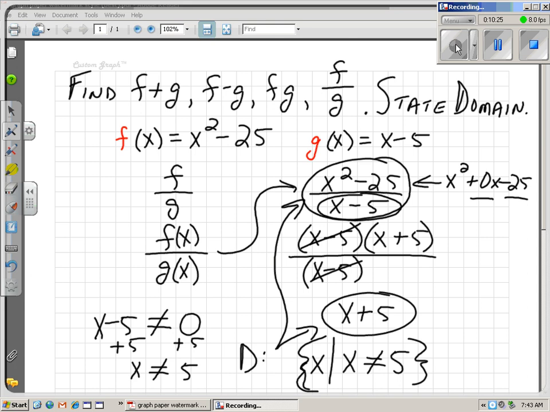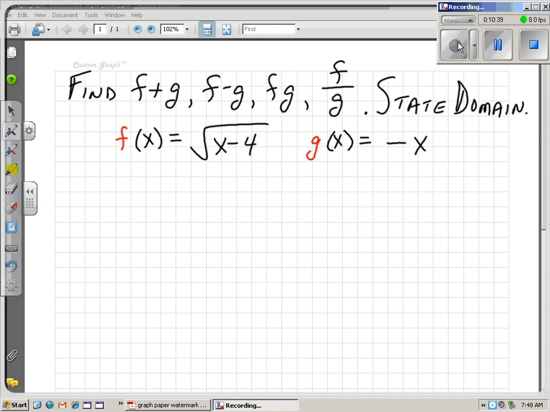All right, so we can use all numbers x. We can use all x's except the number 5, because if we put a 5 in right here, that would be 5 minus 5 equals 0, and I can't divide by 0. So everything works except 5.